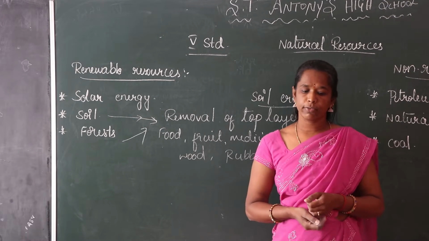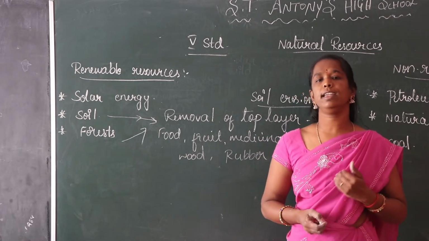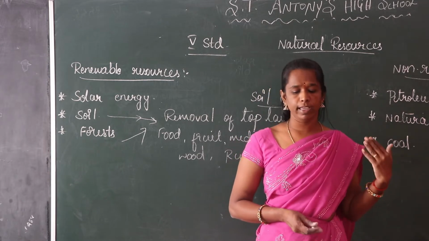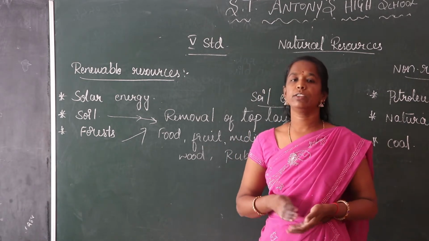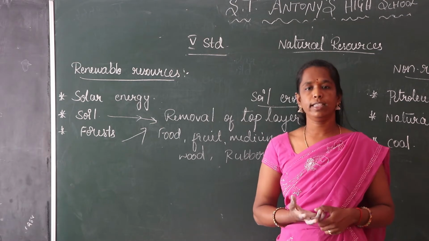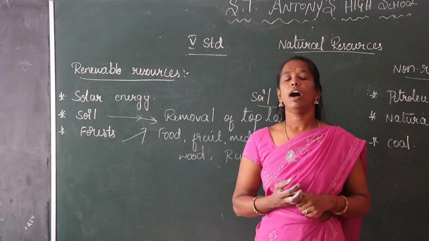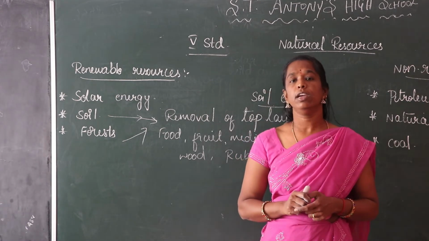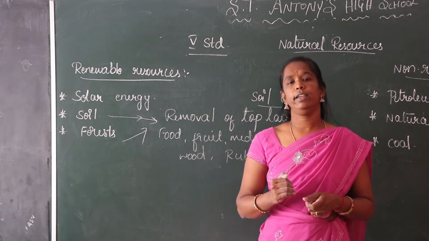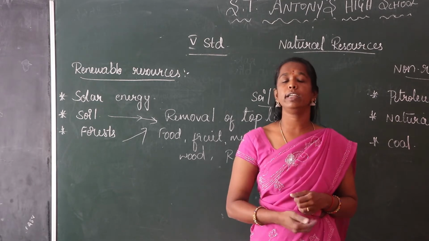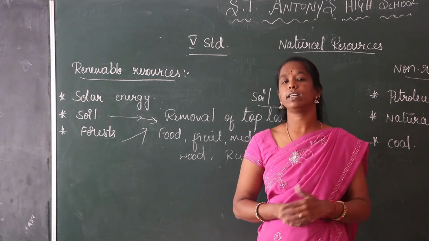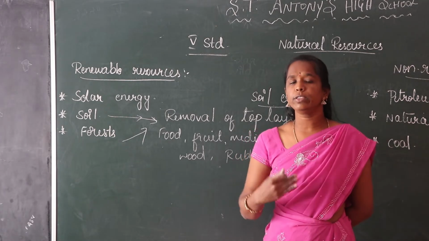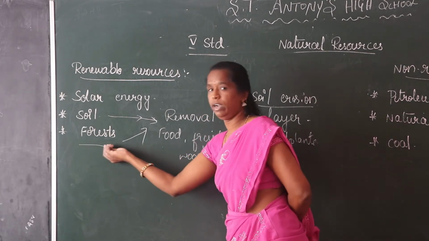The next one is the forest is conserved by the necessary conditions. It may be by tree planting, so growing more trees is called afforestation. Afforestation means growing of more trees. Cutting of trees is called deforestation. Growing of more trees, afforestation, is also one of the conservation of forest. And also the proper usage of the forest products.